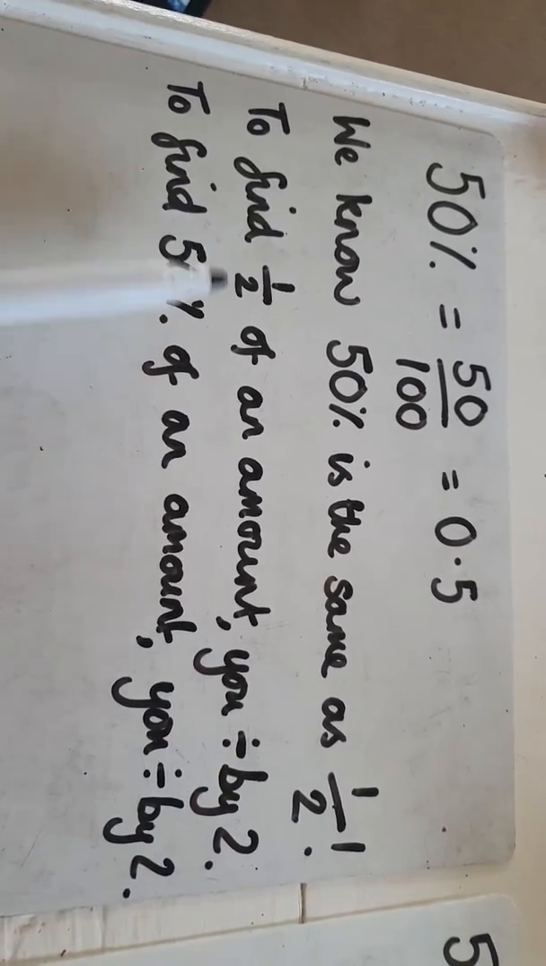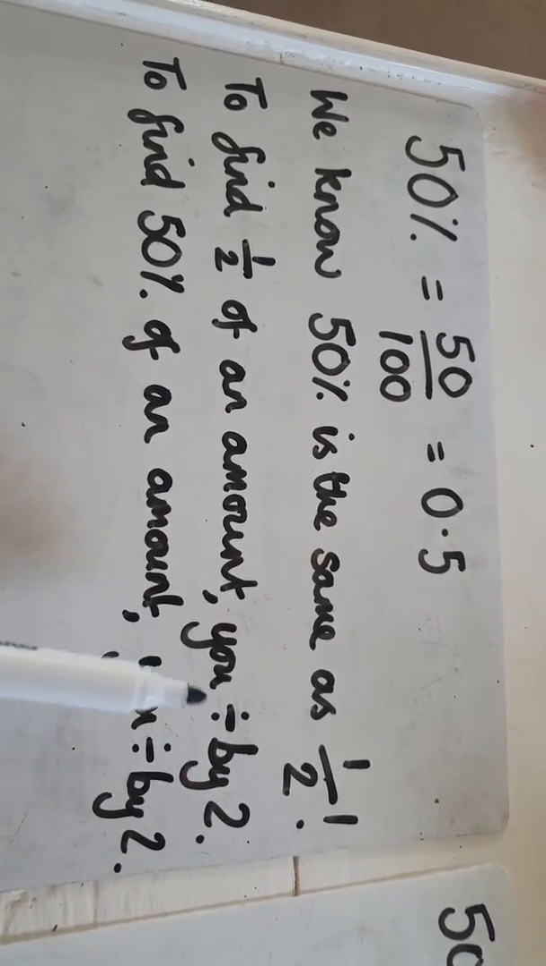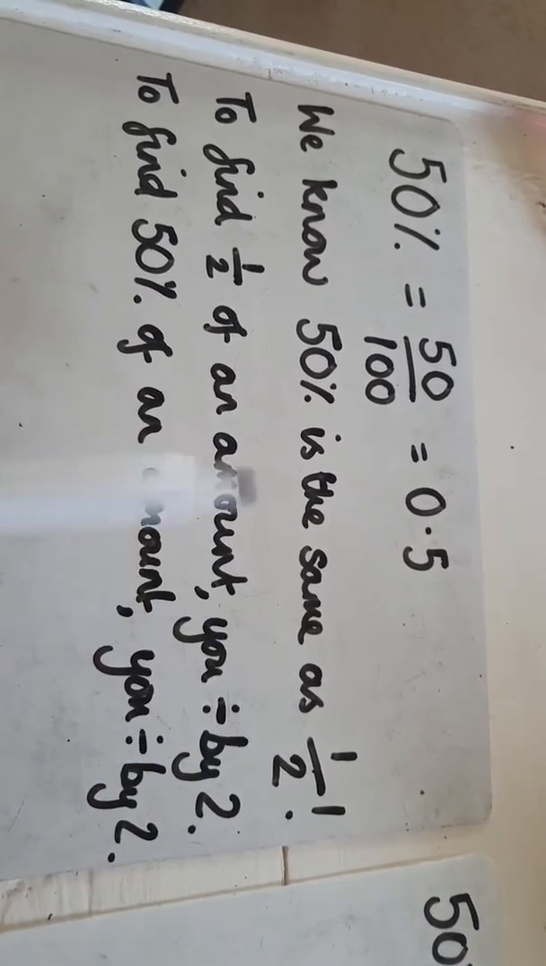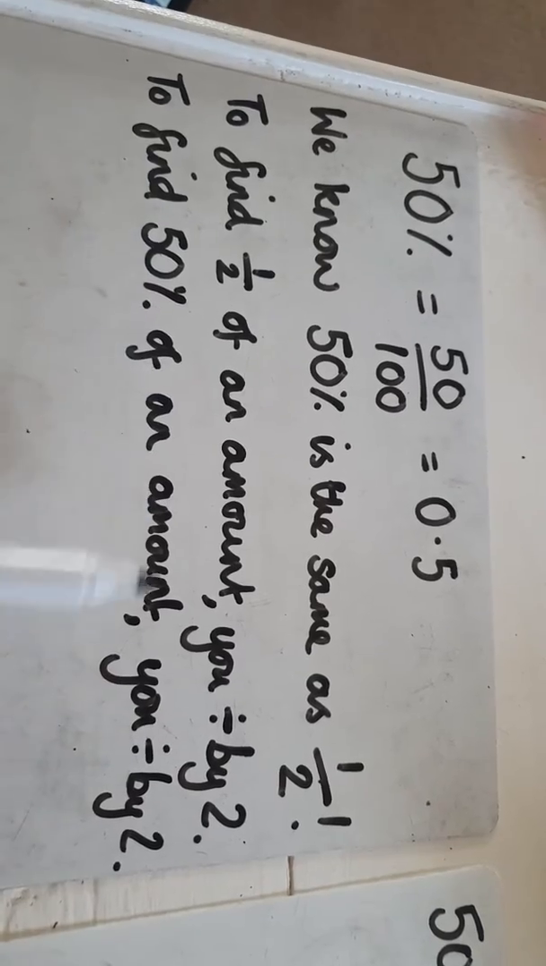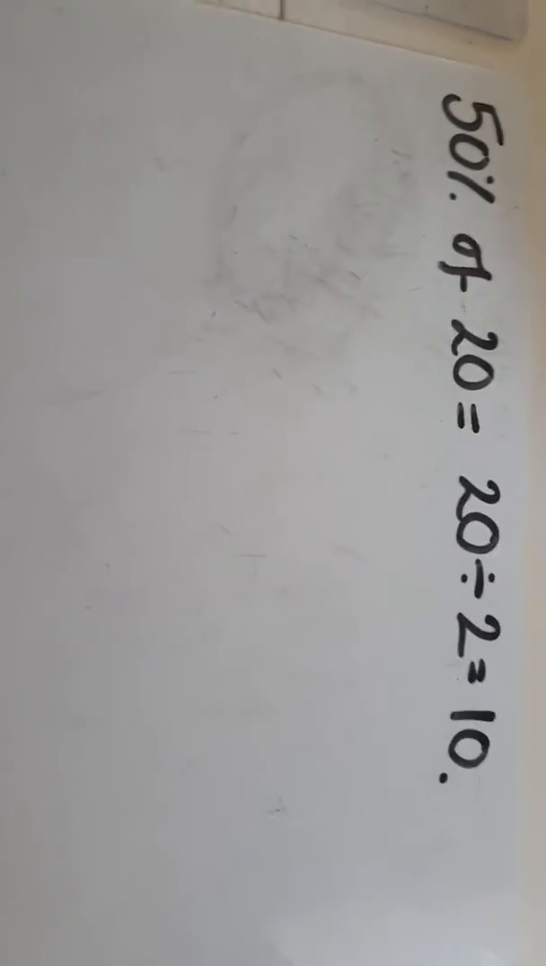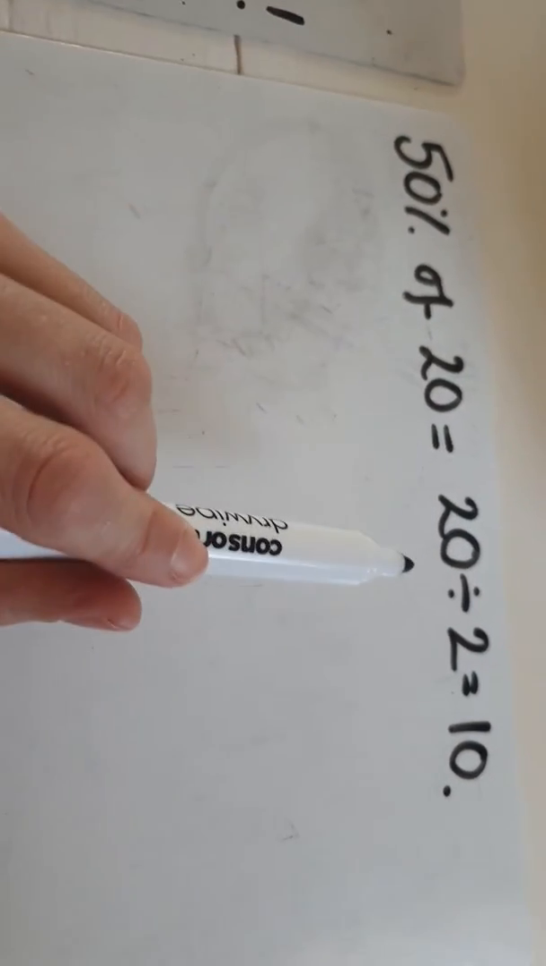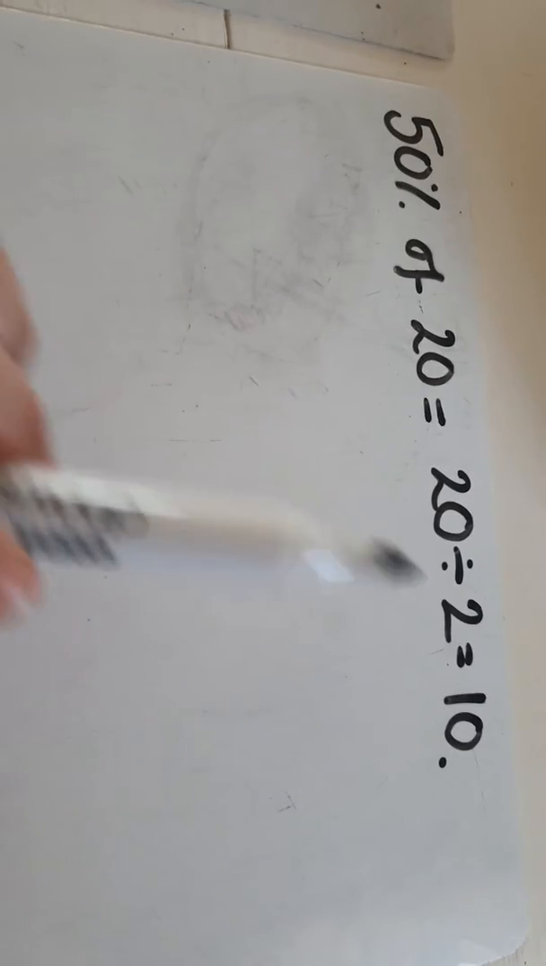To find 1/2 an amount, you need to divide it by 2. So because 50% and a half are the same, to find 50% of an amount, you divide by 2. So let's have a look at a calculation. We started off nice and easy. So 50% of 20 is the same as 20 divided by 2, which we can work out as 10.